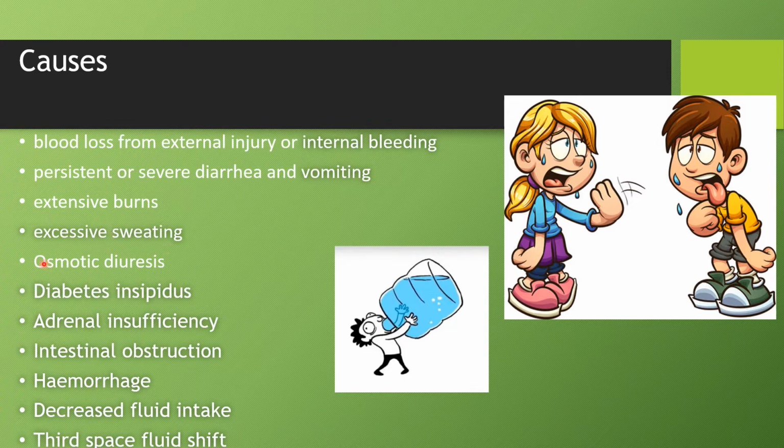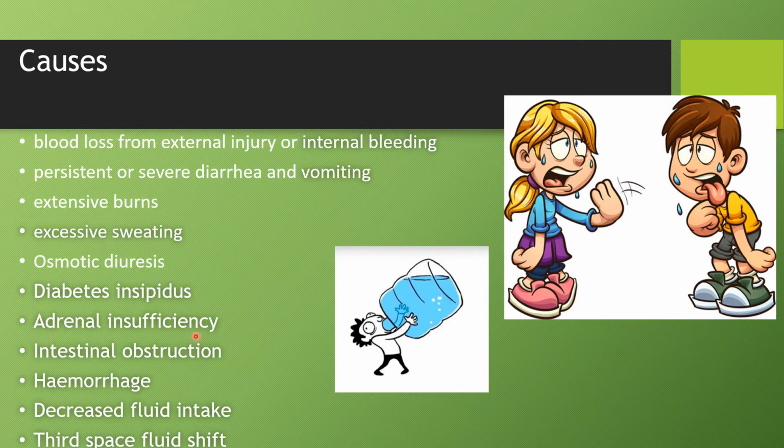Then excessive sweating and osmotic diuresis. Usually the kidney filters fluids, electrolytes, waste materials and toxins. When certain types of substances are not filtered by the kidney, a lot of fluid volume is lost through the urine. That condition we call osmotic diuresis. And then diabetes insipidus, which is a type of complication of diabetes mellitus; in this condition also a lot of fluid is lost.